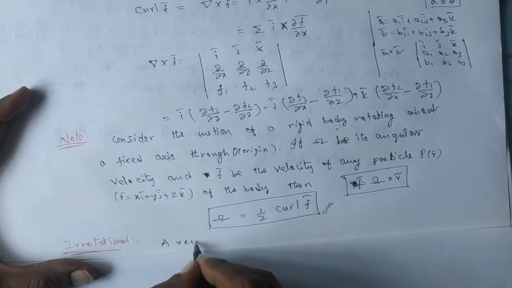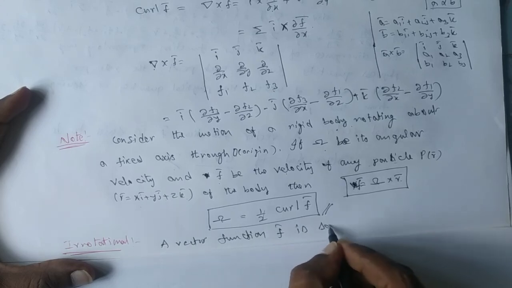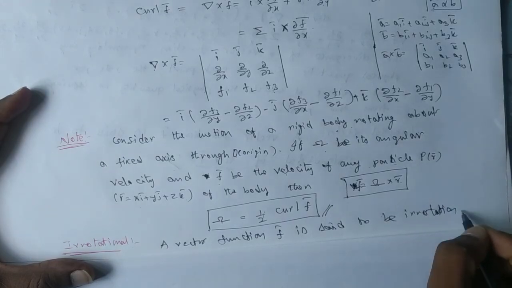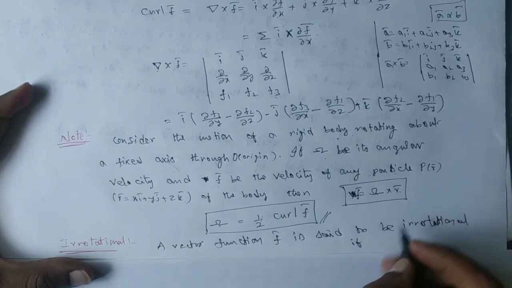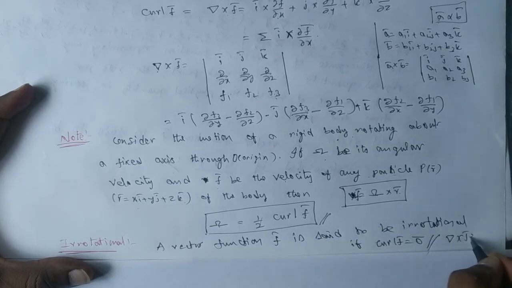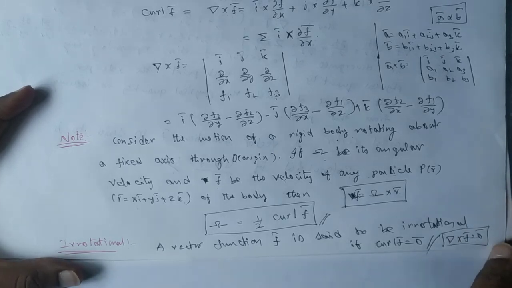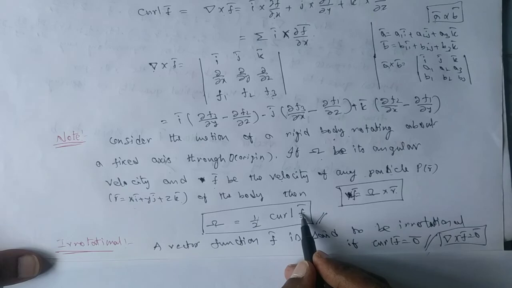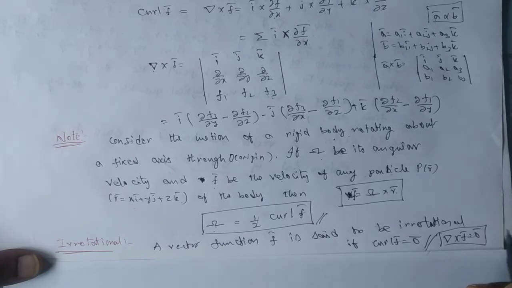A vector function f bar is said to be irrotational only if curl f bar equal to 0 bar, or del cross f bar equal to 0 bar. When del cross f bar equal to 0 bar or curl f bar equal to 0 bar, then it is called an irrotational vector. Since curl f bar indicates, if f bar is the velocity, then curl f bar indicates angular velocity. So if it is a zero vector, then we can say it is an irrotational vector.